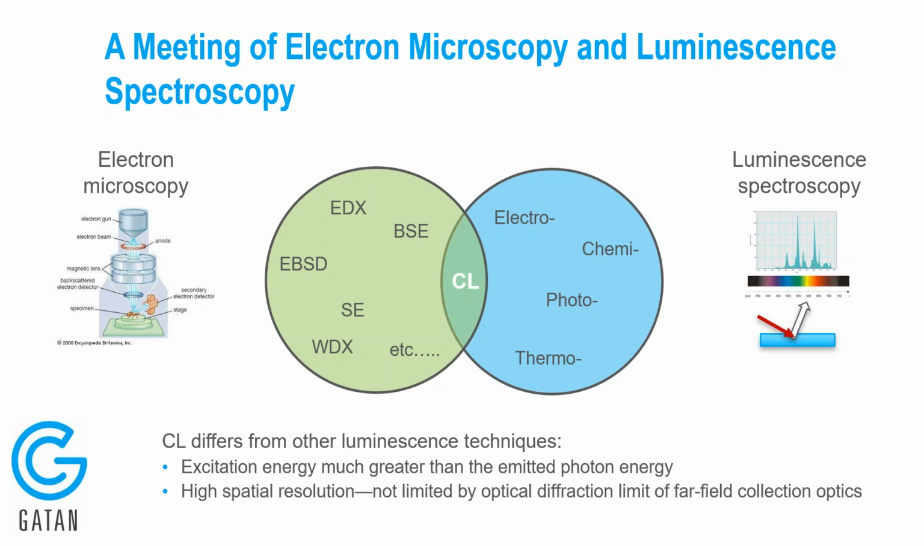But perhaps most importantly, the advantage of cathodoluminescence is that we have high spatial resolution, because we have this focused electron beam that we can focus down to sub-nanometer focus spots to interact with our specimen, and this is important in giving us spatial resolution that the other techniques simply don't have.